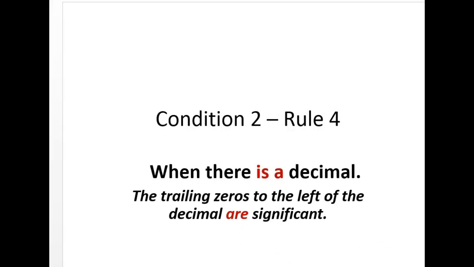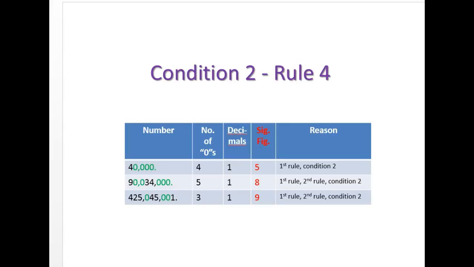Condition number 2 of rule 4. When there is a decimal, the trailing zeros to the left of the decimal are significant. The trailing zeros to the left of the decimal are significant. So let's look at almost the same numbers. Here we have 40,000 with a decimal at the end. That gives us a significant figure count of 5.